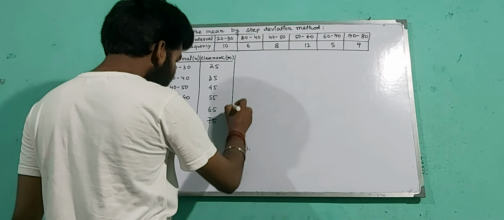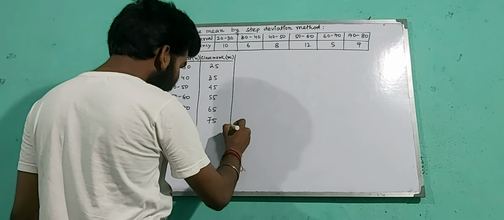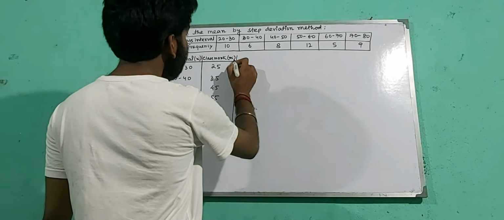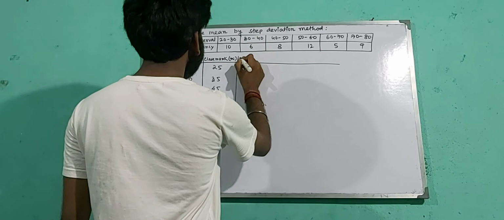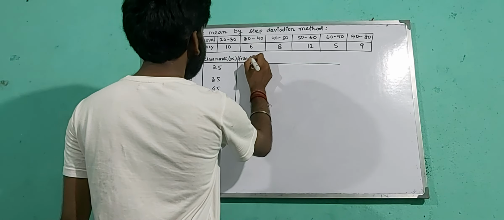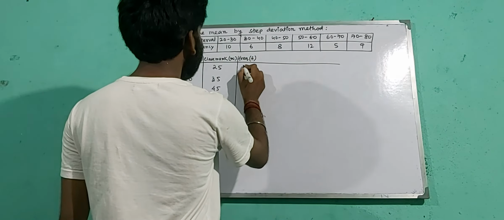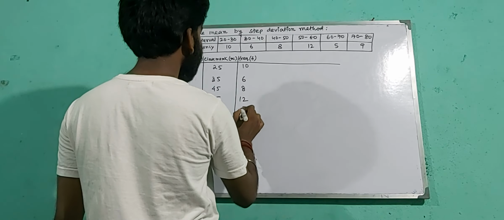If you see the video without skipping, it will be very useful for the examination. Now you know what you will write. Frequency. Let us write the frequency. What is that? Fi. What is that? 10, 6, 8, 12, 5 and 9.